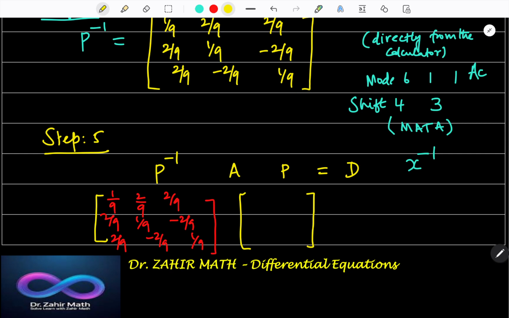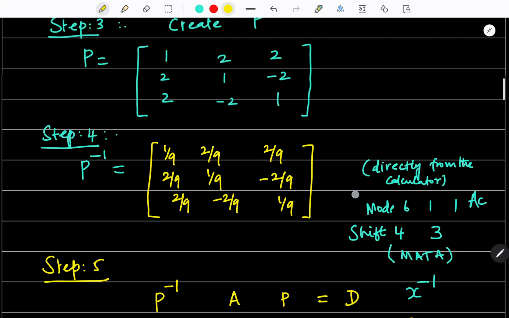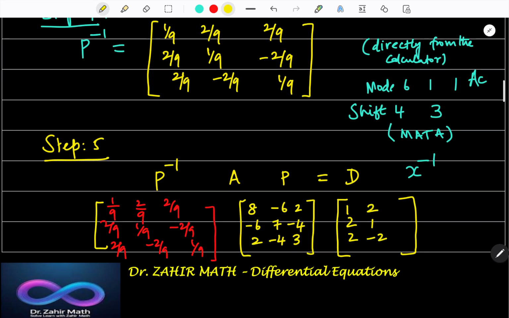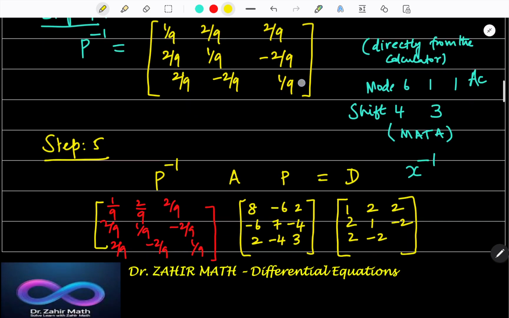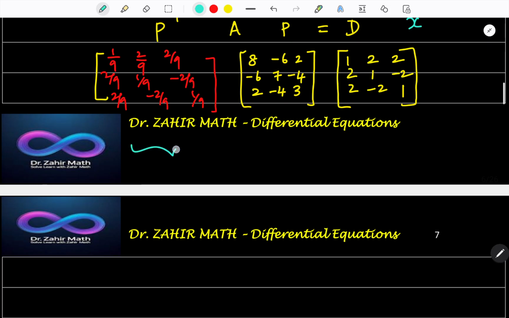So the question which is given, I have the question in my hand, which is 8 minus 6, 2, and minus 6, 7, minus 4, and 2, minus 4, and 3. And the P matrix we just created with the help of eigenvectors: 1, 2, 2, 1, 2, 2, right? And 2, 1, minus 2, so 2, 1, minus 2, right? The next is 2 minus 2, right? And then 1.